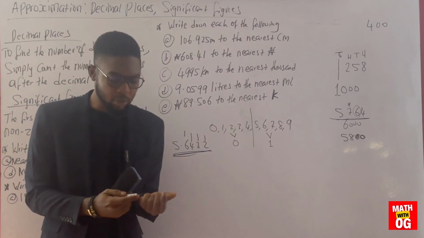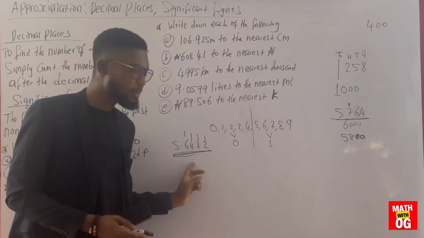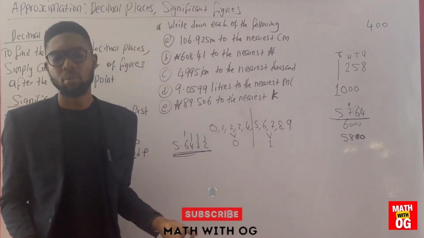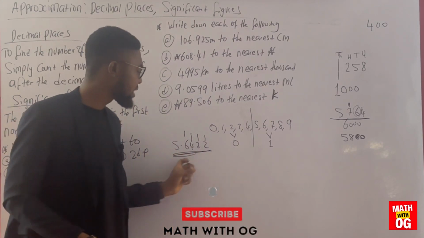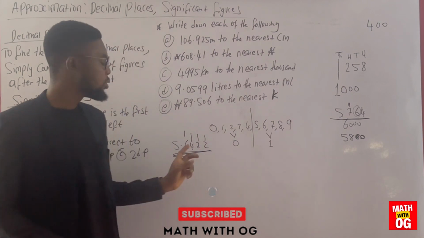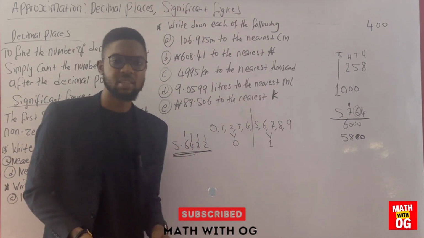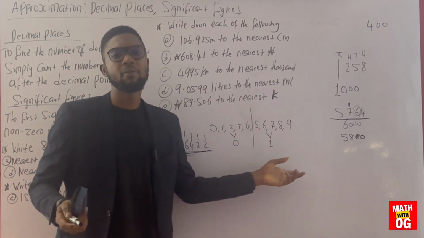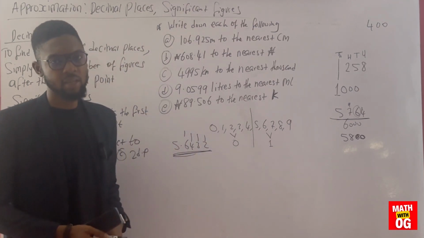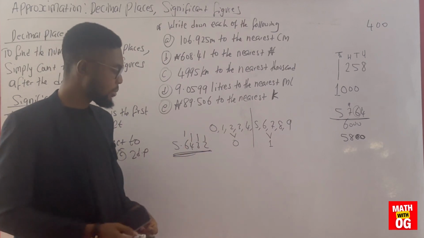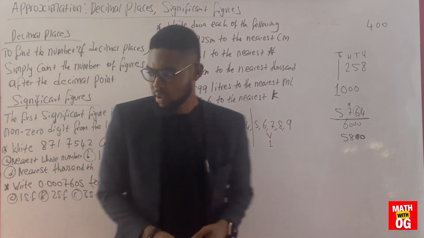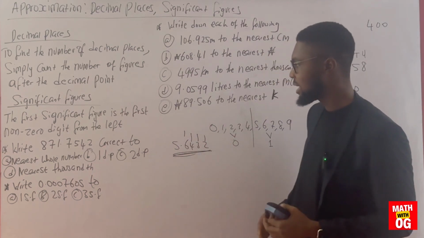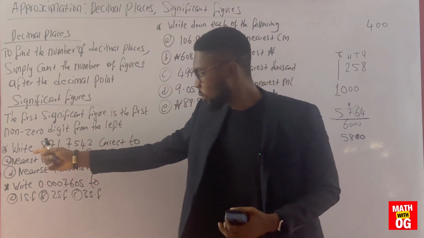So if you are asked to approximate this to 2 decimal places, it means that you should have only 2 numbers after the decimal point. If you are asked to approximate this to 20 decimal places, it means you should have 20 numbers after the decimal point. And that can be gotten by adding 000 till you have up to 20 numbers after the decimal point. So that's for decimal places. Now that we know what decimal places are, let's answer this question.